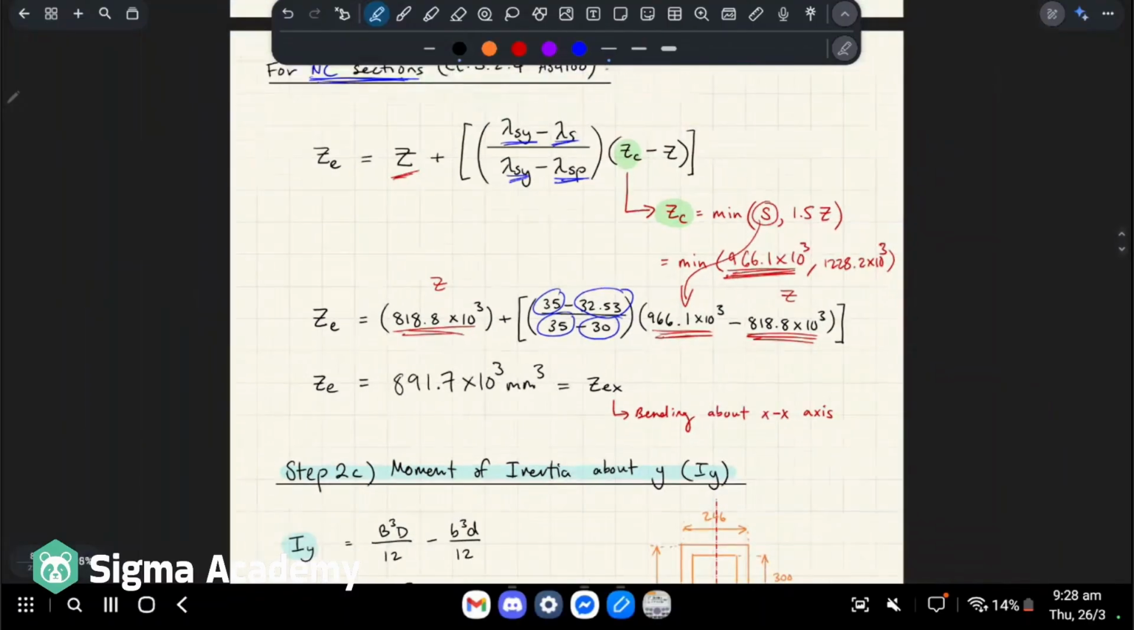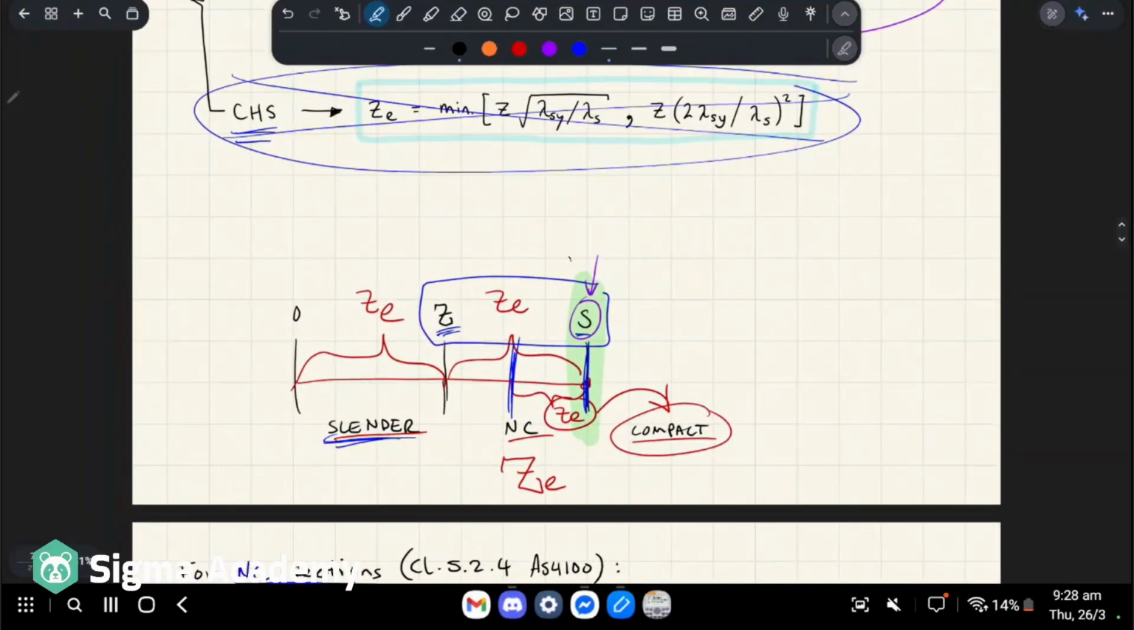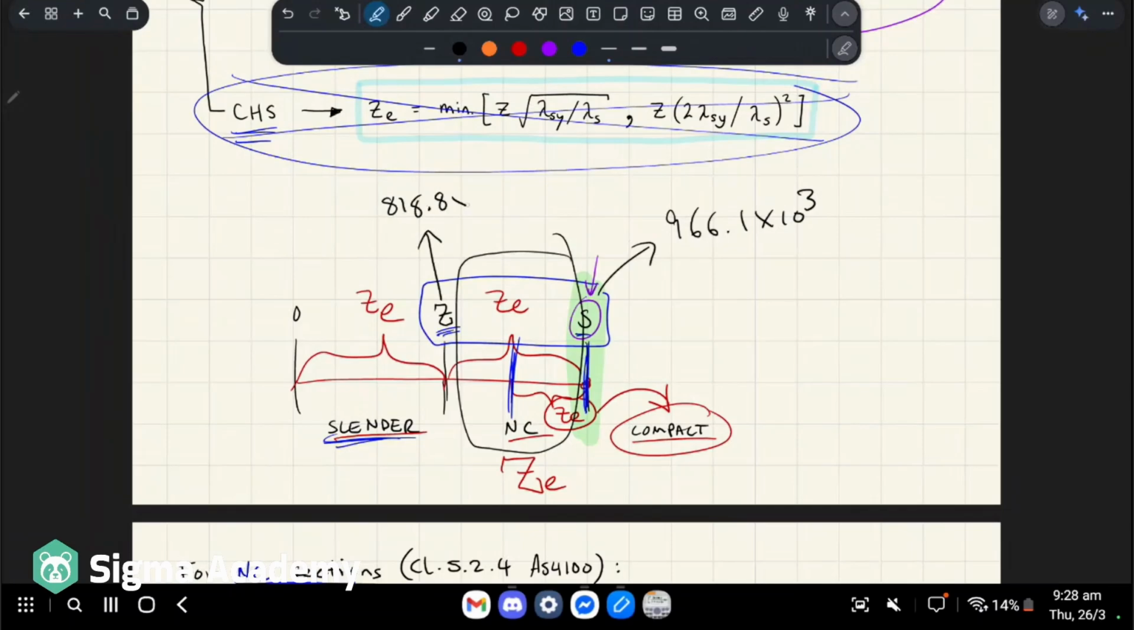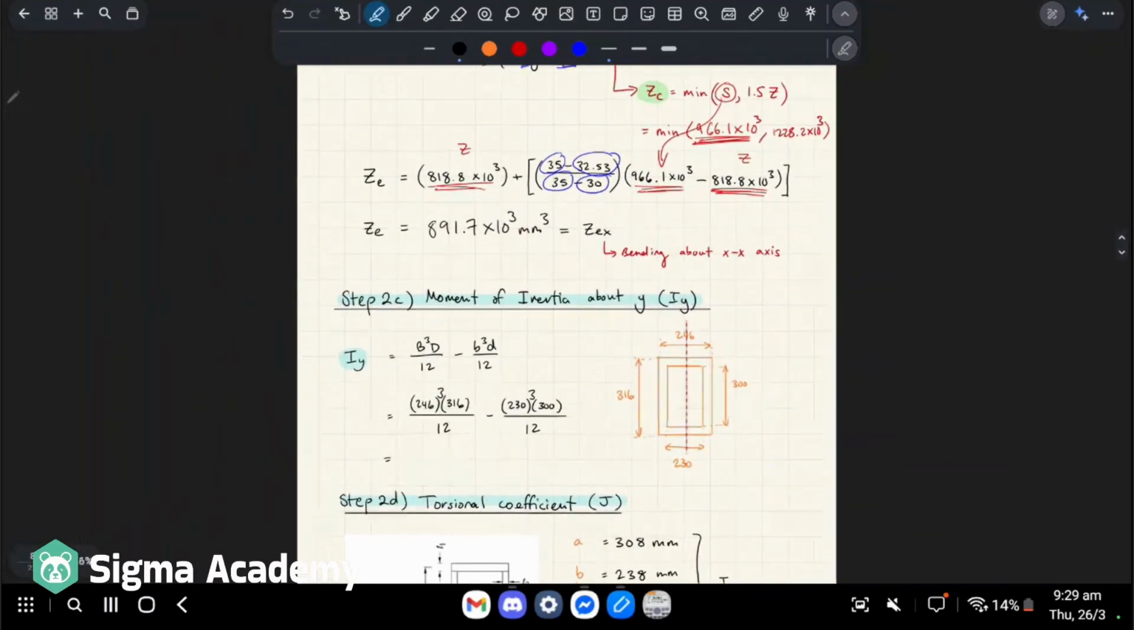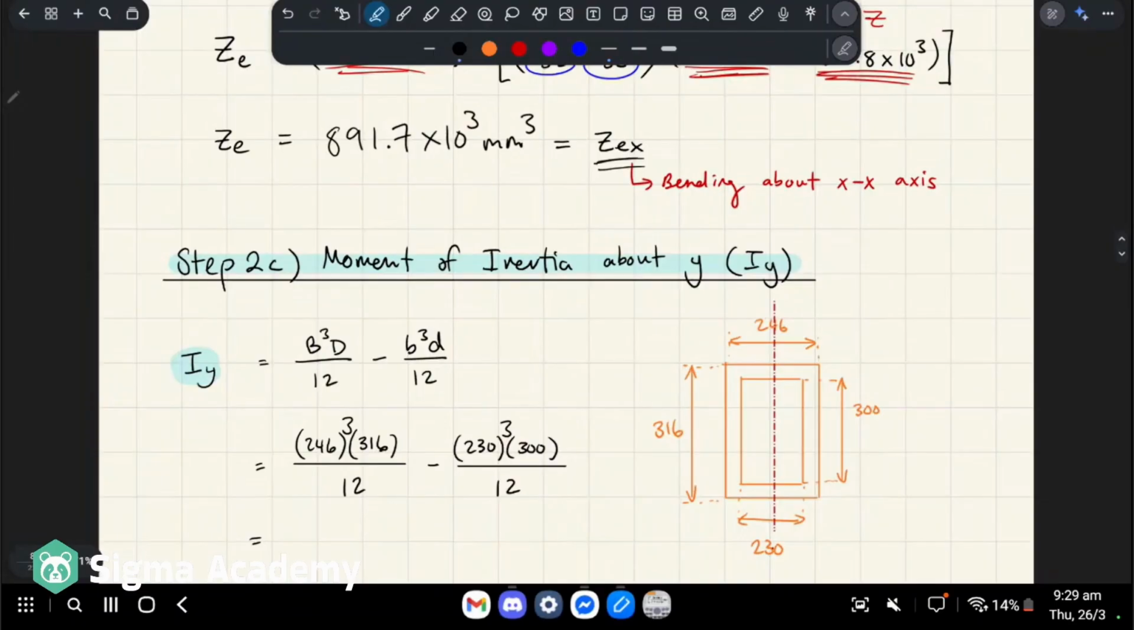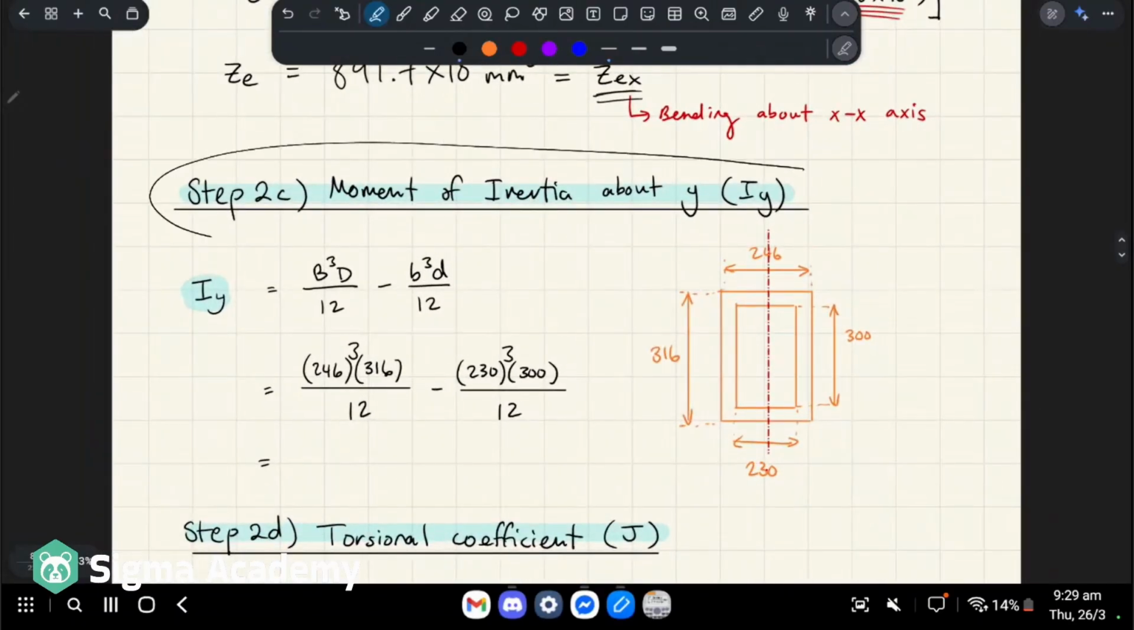In terms of our timeline, that sits somewhere in between here, right? So remember, S was 966.1 times 10 to the 3. Z was 818 times 10 to the 3, right? We have a value that's in between, right? We have a value for ZE that's 891.7 times 10 to the 3, okay? So we were just finding something in between that. That gives us ZEX, okay? So next, that finally gives us ZEX.